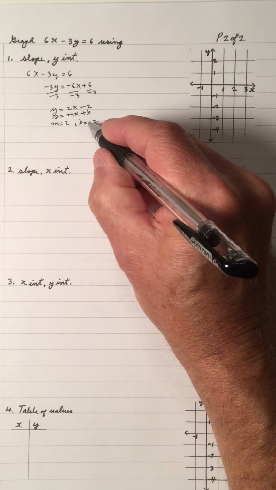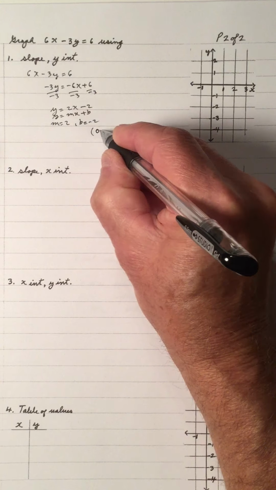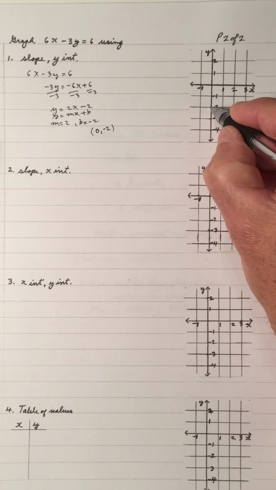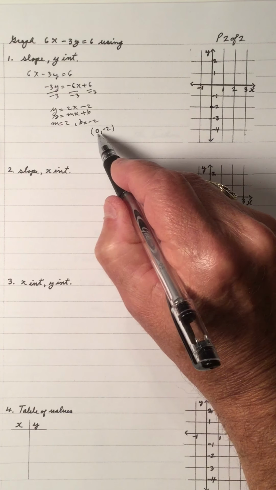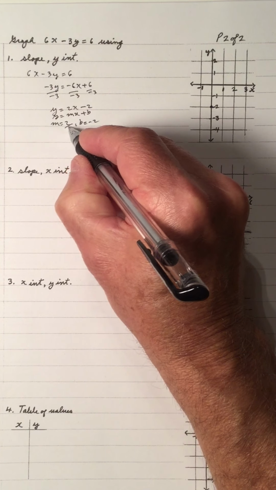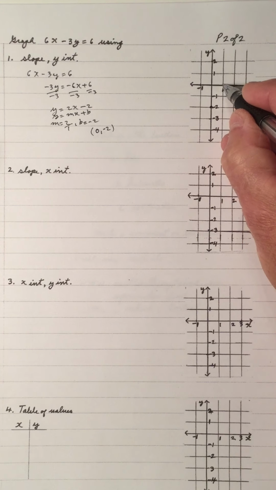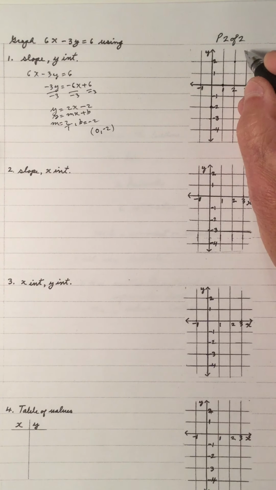Now, I will plot the y-intercept. The y-intercept is -2, so that's 0, -2. That's a point on the y-axis, right there. B is -2, 0, -2 is right there. And the slope is 2, understood to be 2 over 1. So I'll rise 2, run to the right 1, up 2, right 1, up 2, right 1.